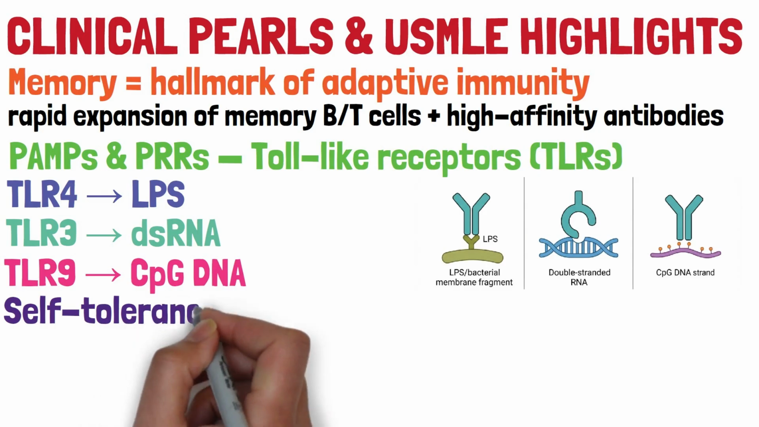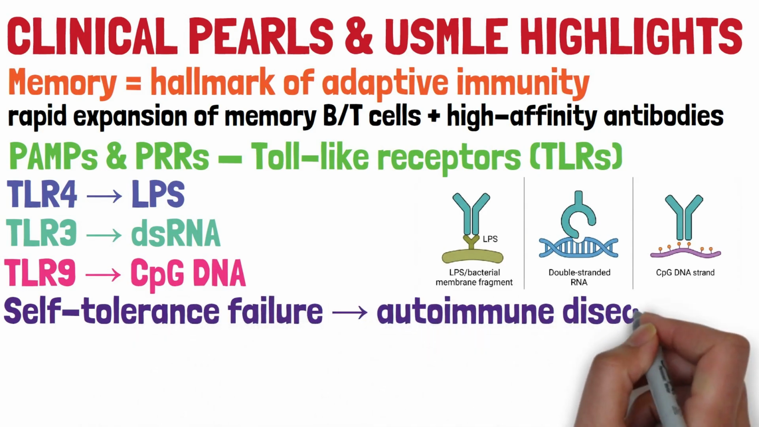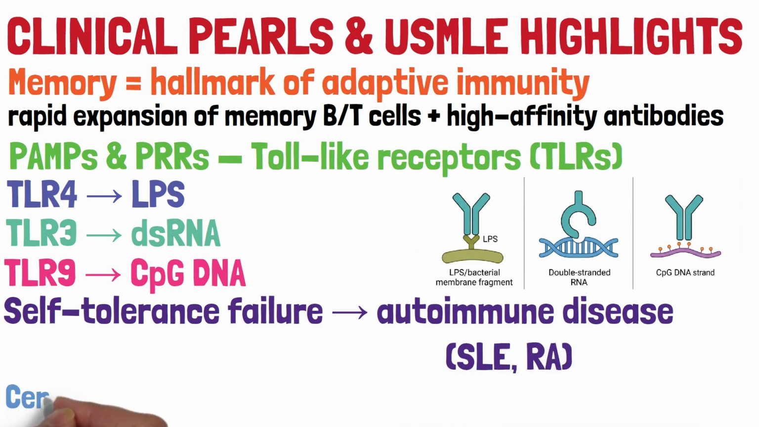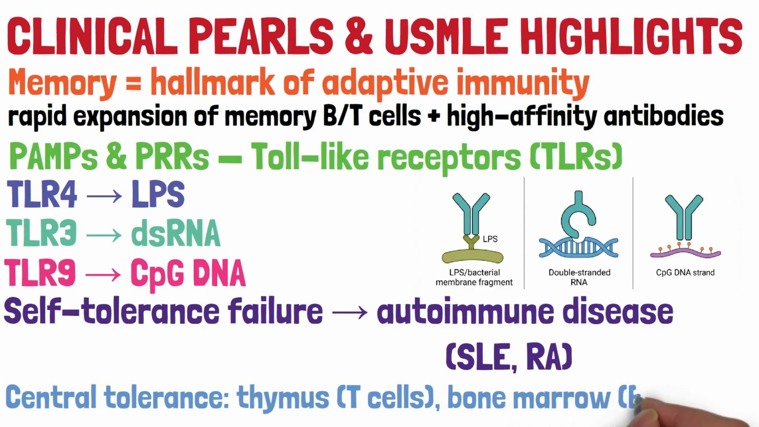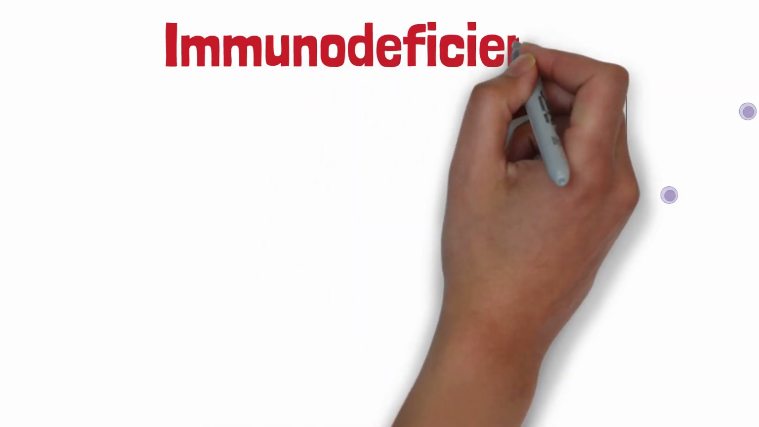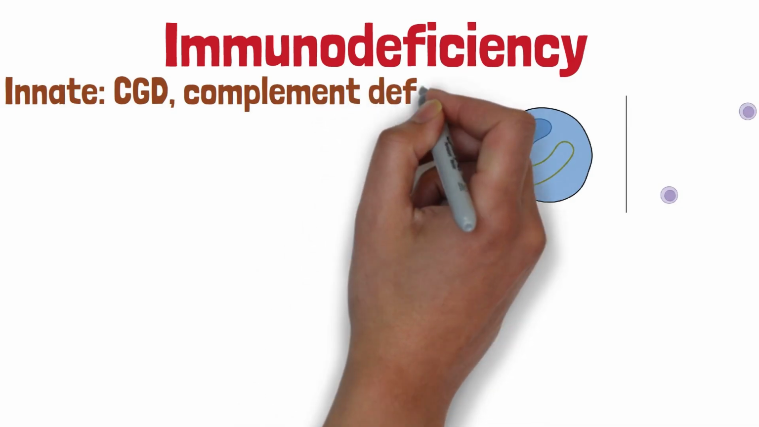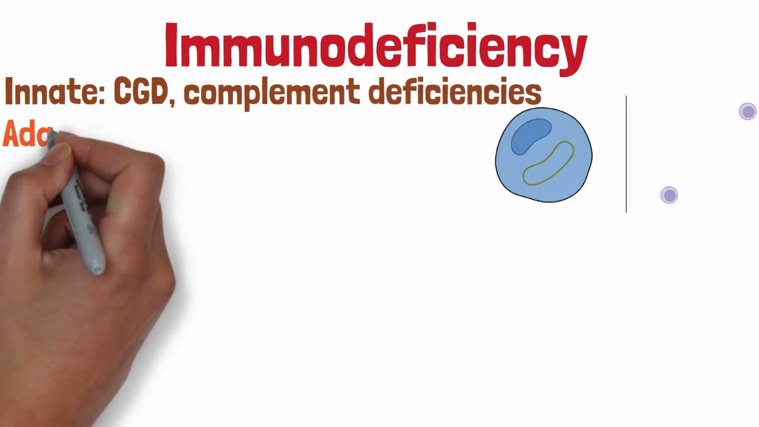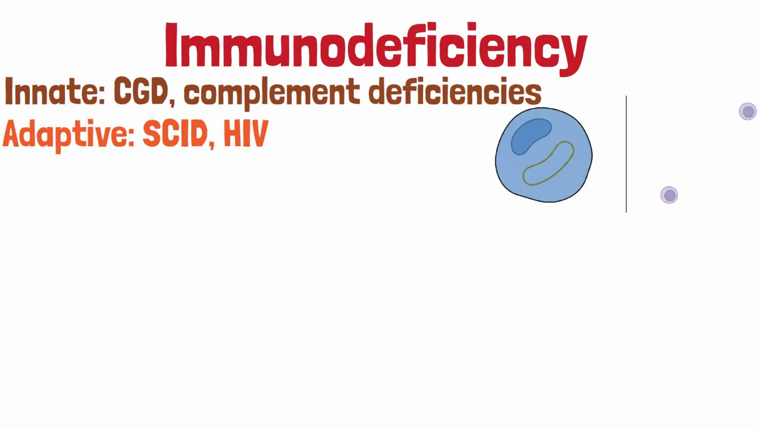Which brings us to what happens when self-tolerance fails. Autoimmune disease, like lupus or rheumatoid arthritis. Central tolerance is where this gets stopped in the first place, in the thymus for T cells and in the bone marrow for B cells. Building on that, immunodeficiency can hit either arm. On the innate side, think chronic granulomatous disease and complement deficiencies. On the adaptive side, think SCID and HIV.